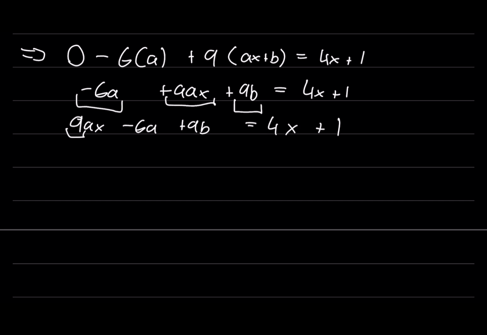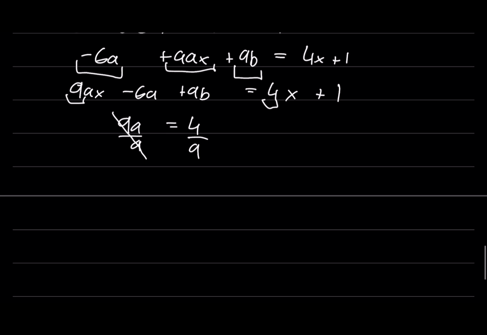If we equate the terms that have an x, we equate the coefficients of x by equating polynomials, we would know that 9a is equal to 4. That means a is simply equal to 4 over 9. Now we also know that minus 6a plus 9b should be equal to what? These values are constants. It should be equal to the constant value, which is 1.